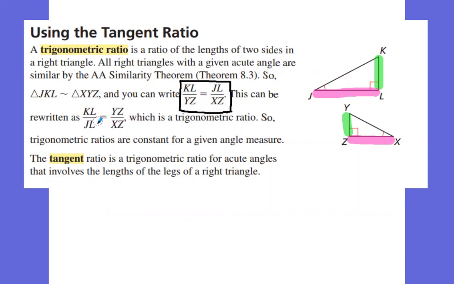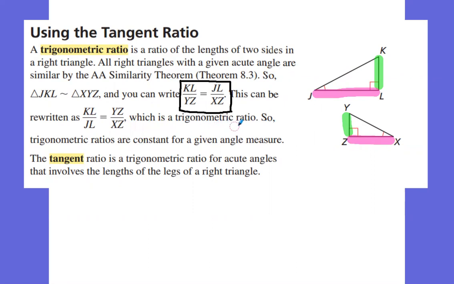Now, when they rewrote this, notice that the cross products didn't change. When you take a look at these cross products, this is KL times XZ, and that's exactly what the cross products are here: KL times XZ and JL times YZ. And that's exactly what you have here. So rather than jumping from this triangle to this triangle and making the ratio, they just stayed within the same triangle. They said, okay, KL over JL is the same thing as YZ over XZ. Once again, you can verify that these are equivalent by taking a look at the cross products and seeing that you end up multiplying the same things.